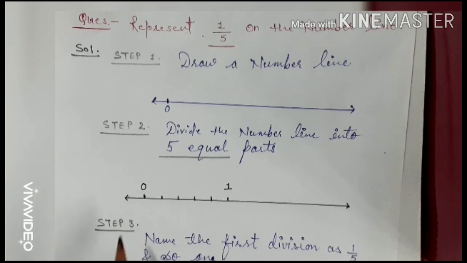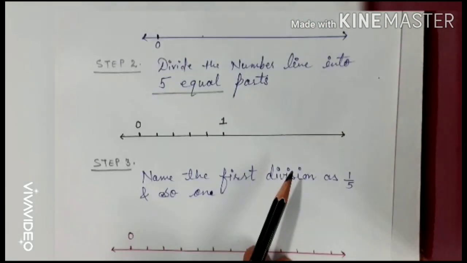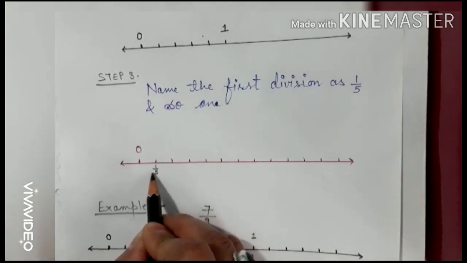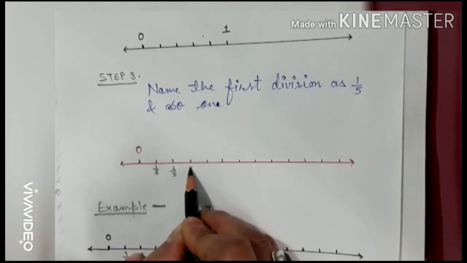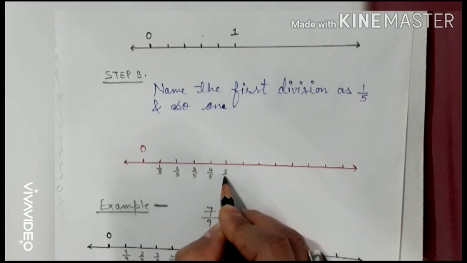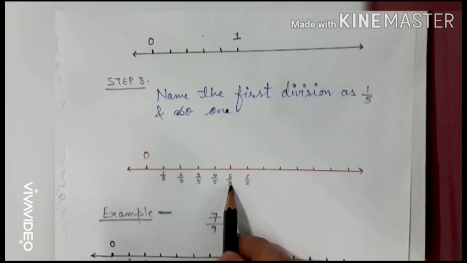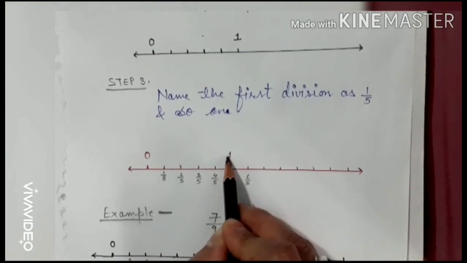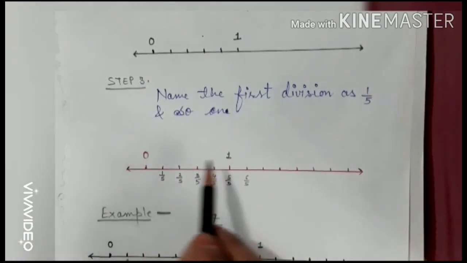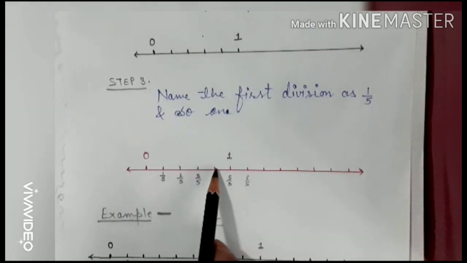Now the third step is to name the first division as 1 upon 5. So here we will write 1 upon 5, here 2 upon 5, here 3 upon 5, here 4 upon 5, then 5 upon 5 and 6 upon 5, and so on. Here 5 upon 5 becomes 1. That means it comes between 0 and 1. So between 0 and 1, how many parts have we made? 5 parts: 1, 2, 3, 4, 5.